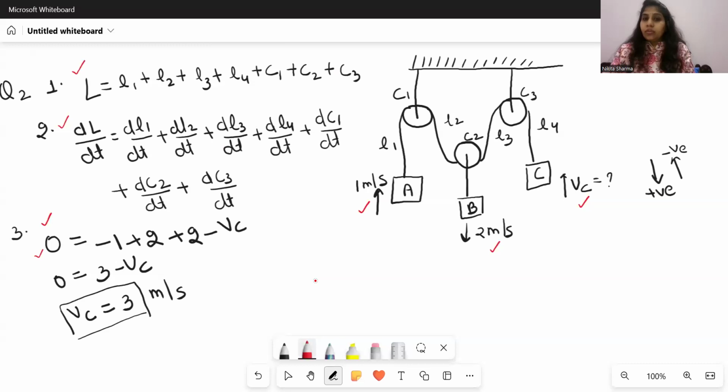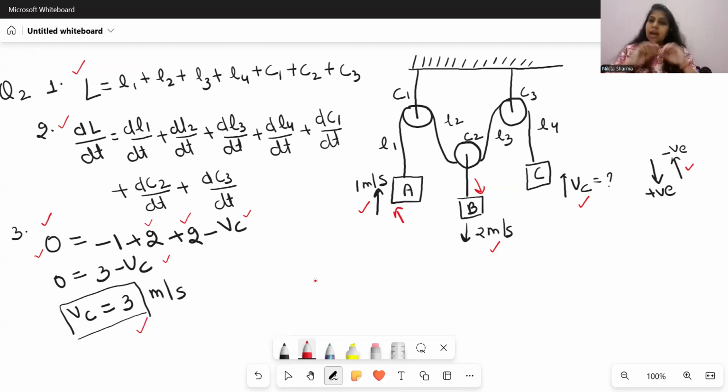Length L1 is changing when block A is moving in the upward direction. I have taken negative, so minus 1. Length L2 is changing with block B moving downwards, so plus 2. Length L3 is changing with block B moving downwards again, so plus 2. Length L4 is changing when block C is moving upward, so minus VC. So I have a simple equation here. We will solve this equation: 2 plus 2 is 4, 4 minus 1 is 3, 3 minus VC is equal to 0. That means VC is equal to 3 meters per second.